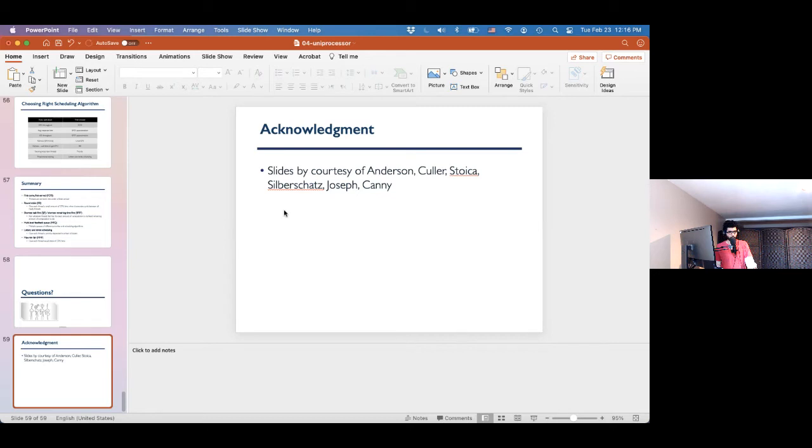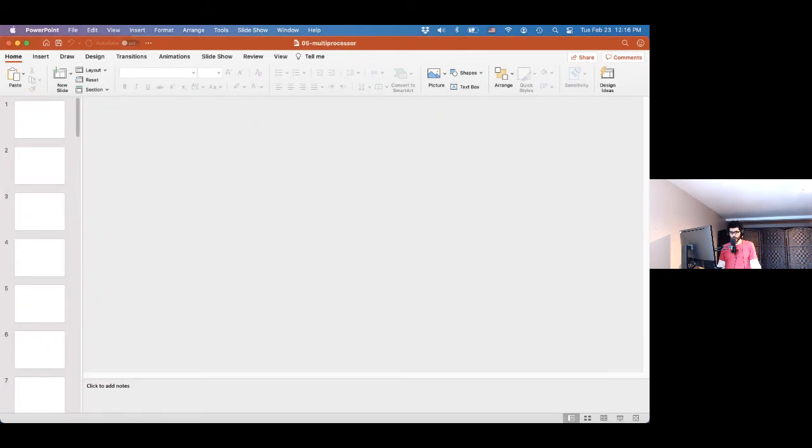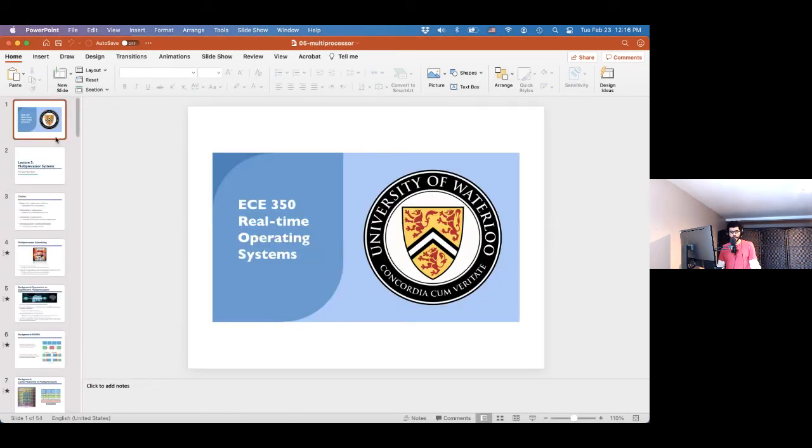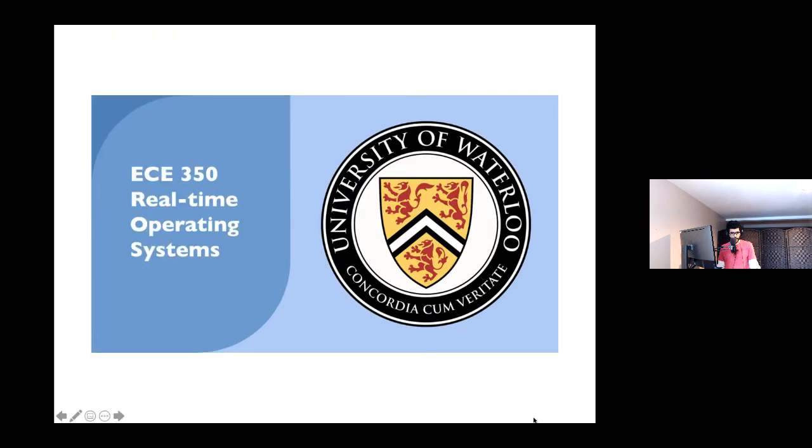uniprocessor scheduling. Now, for the remaining time I have, I'm going to start talking about multiprocessor scheduling, which is kind of a more modern scheduling topic, if you wish. Still, at least a decade or two old, but definitely more recent than uniprocessor scheduling. Okay.